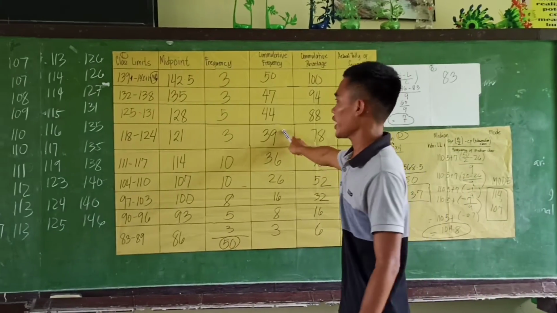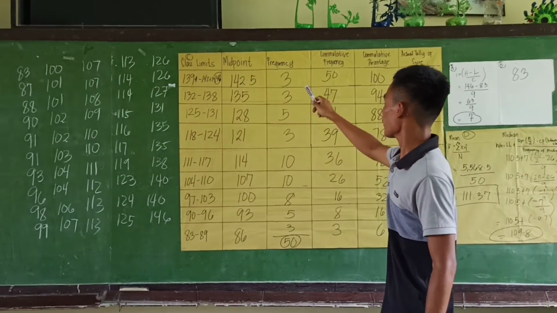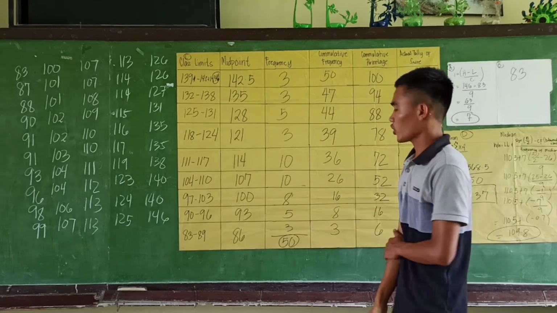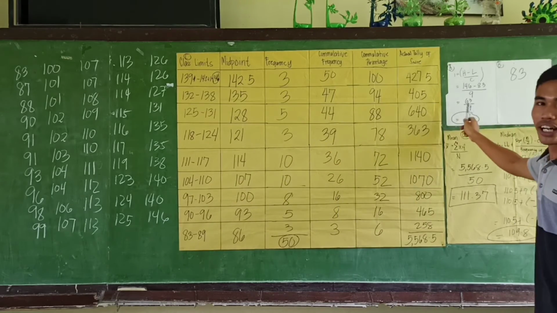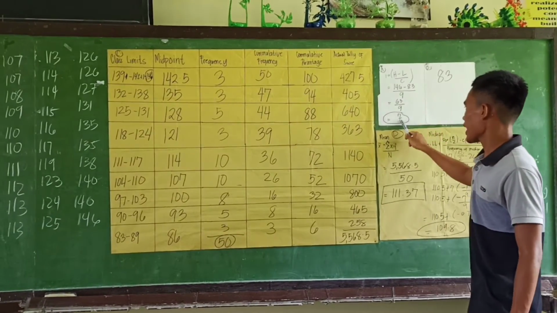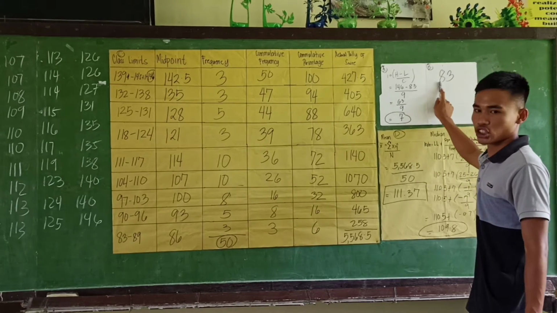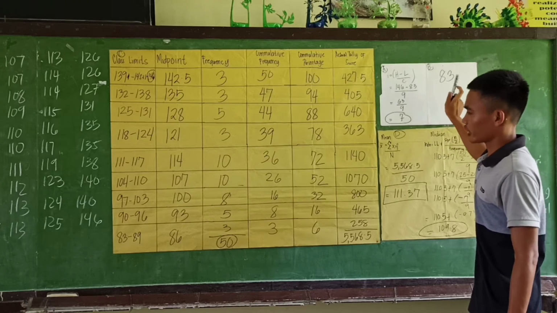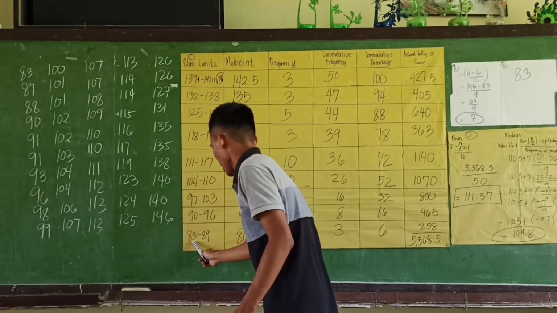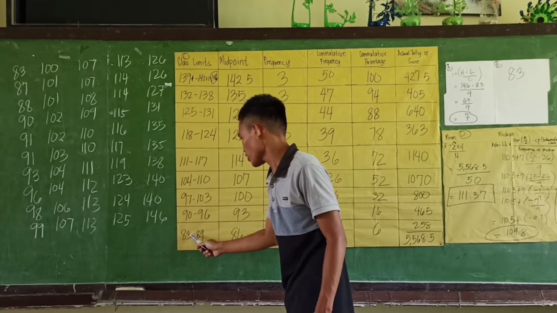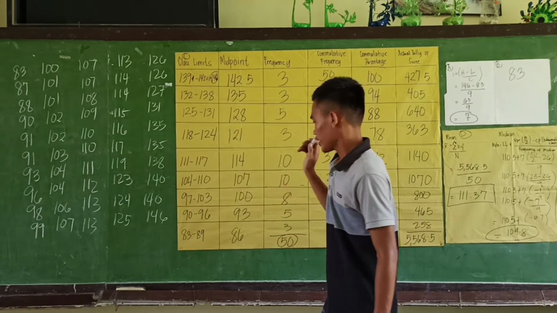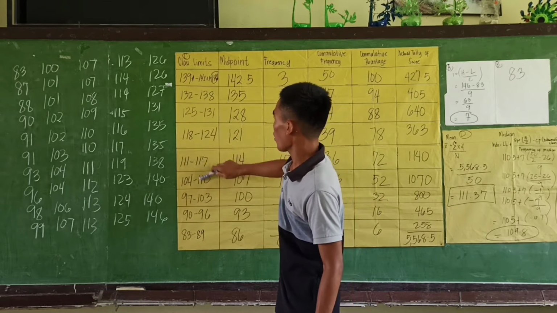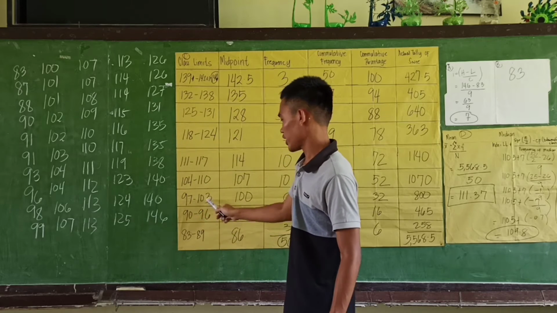Now let us proceed to the class limits, midpoint, frequency, cumulative frequency, cumulative percentage, and actual tally of score. Based on our class size, we got 7. On the next question, we need to consider 83 as the first number to start the class interval. So, 83 to 89, and so on and so forth. The class size that you need to consider is 7.